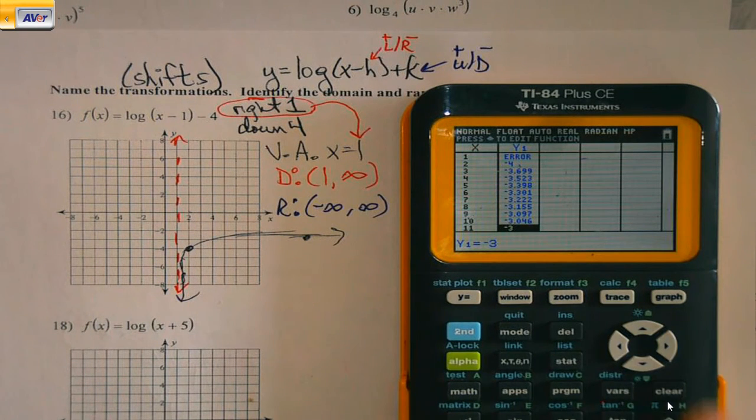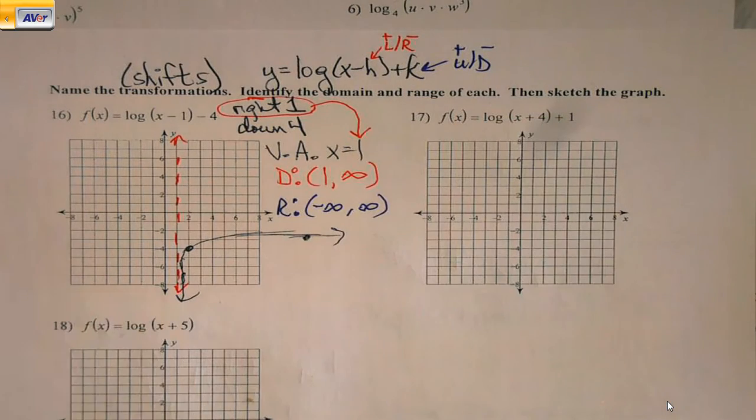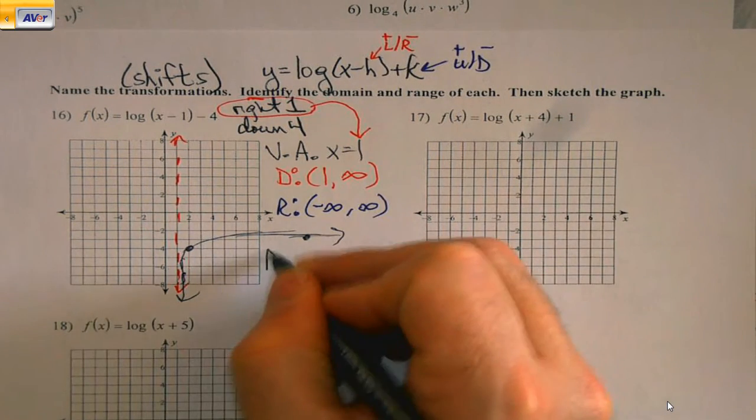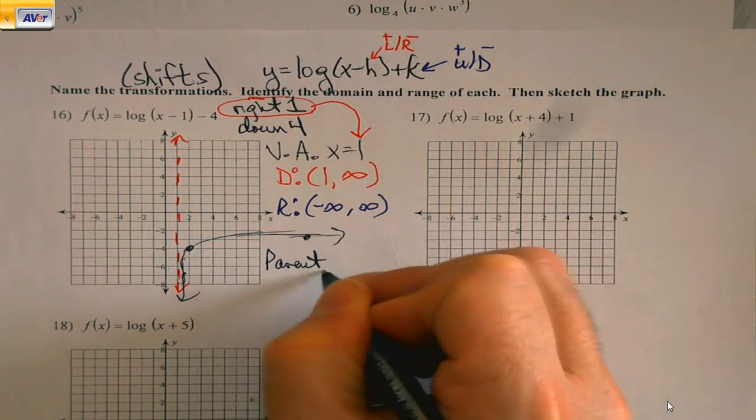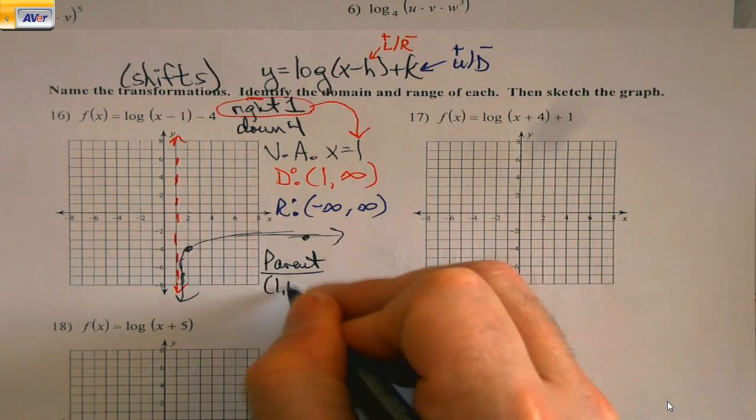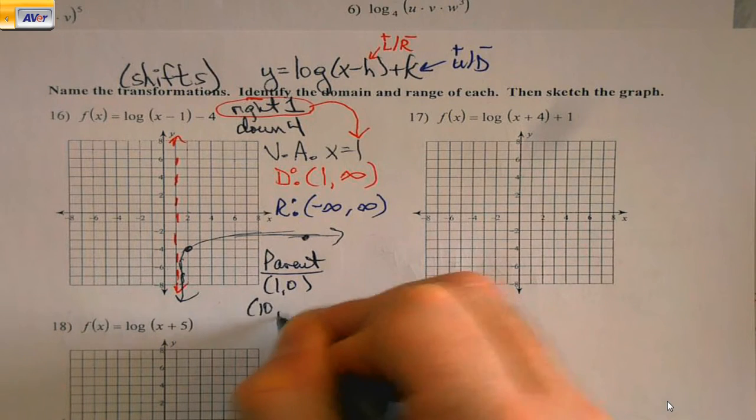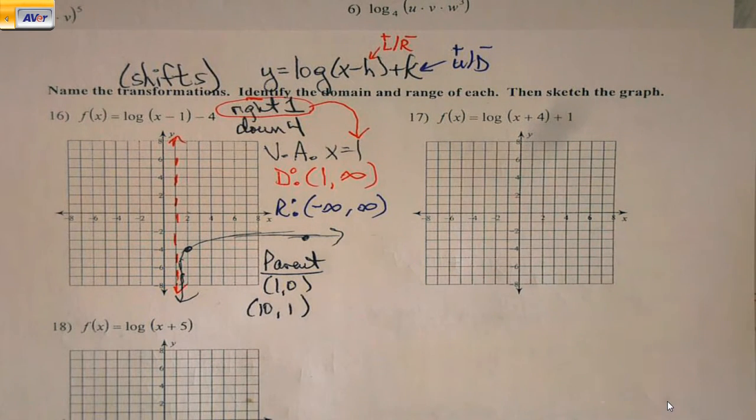What could I do? Here's what you can do if you don't have a graphing calculator. It's pretty straightforward. When we talk about graphing, we have these things called parent points. Okay, so my parent points are always the same: 1, 0, and 10, 1. You're like, okay, big deal. What does that mean to me?